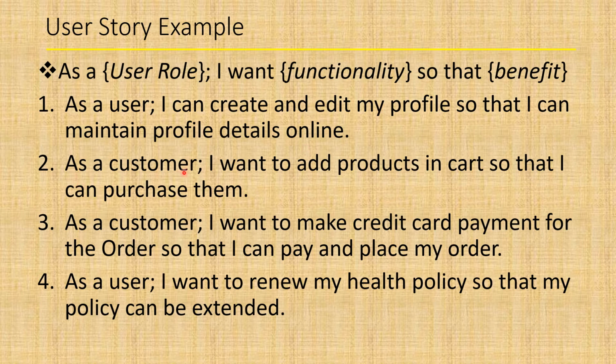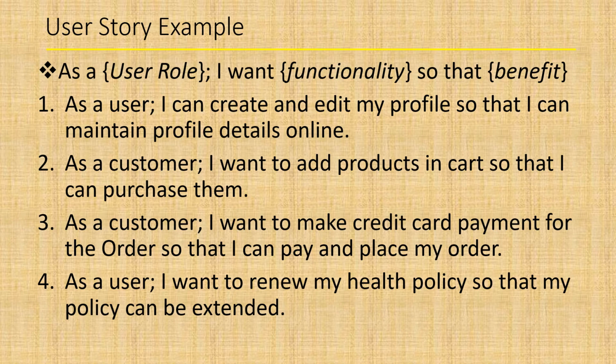Second example is, as a customer, I want to add products to cart so that I can purchase them. Here the customer wants to add a single product or multiple products in the e-cart so that the customer can purchase them. So this is e-cart functionality. Third example is, as a customer, I want to make credit card payment for the order so that I can pay and place my order. Again, the third story is written from a customer's perspective. Fourth story is, as a user, I want to renew my health policy so that my policy can be extended. So this is how we define the user story, typically as a user role, what exactly we want to do so that we can achieve certain benefits or value.